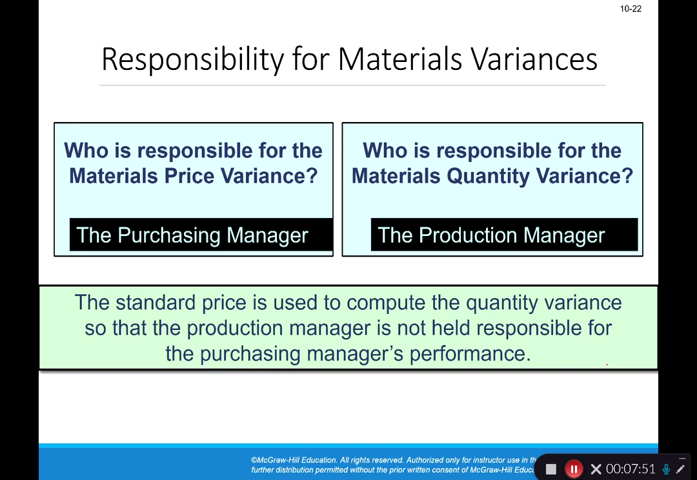The standard price is used to compute the quantity variance so that the production manager isn't held responsible for the purchasing manager's performance. So if the purchasing manager spends too much, we don't want the production manager to be held accountable for that. That's why the standard price is used for the quantity variance.